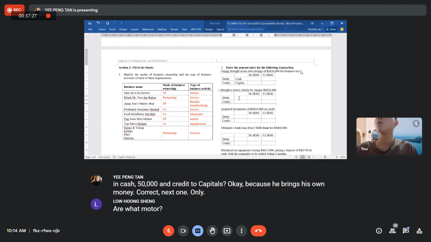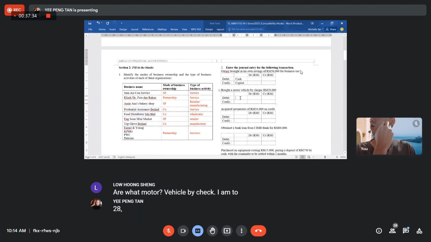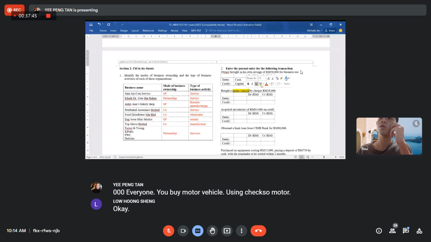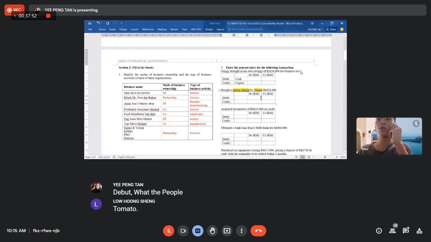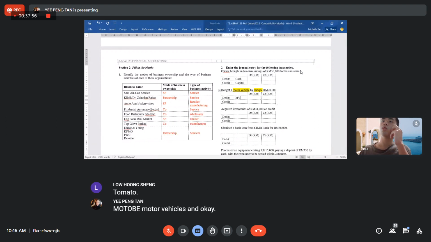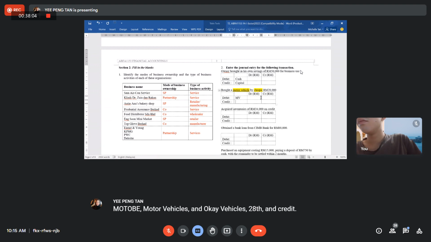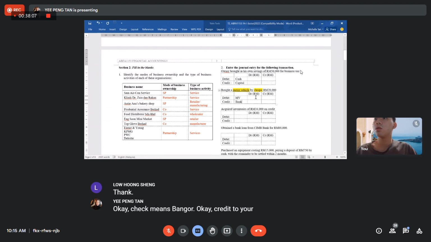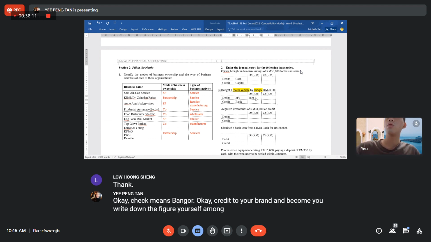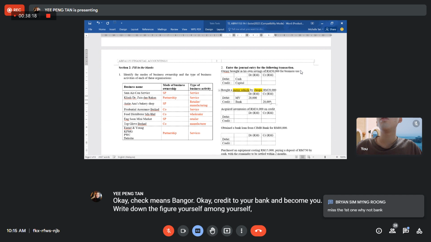Next one, Hong Sing. Bought a motor vehicle by cheque, RM28,000. You buy a motor vehicle using a cheque, so debit motor vehicles 28,000, and credit bank, because cheque means bank. You write down the amount yourself, the rest you type. Alright, next.